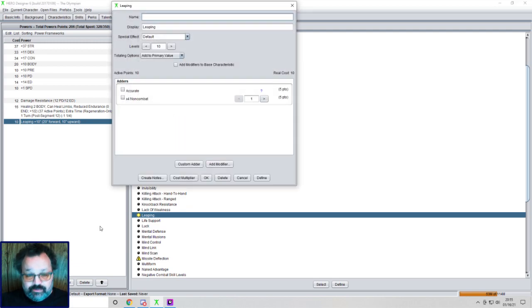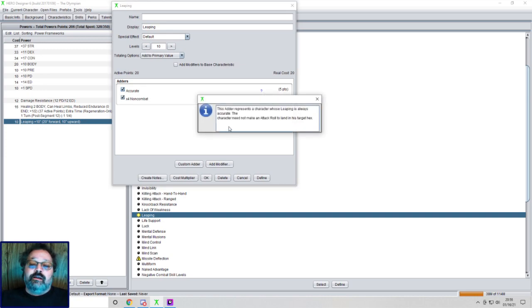Oh yes, I did something else to it too. Down here, I gave it a ×4 non-combat multiple. Alright. Oh, and accurate. What do these things mean? I'll start with accurate. I'll also bring up the definition on screen. This adder represents a character whose leaping is always accurate. The character need not make an attack roll to land in his target hex.